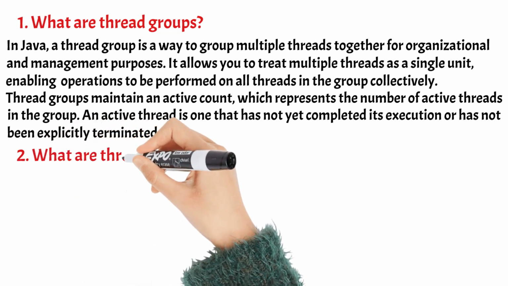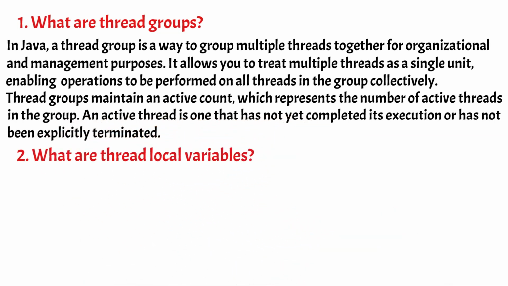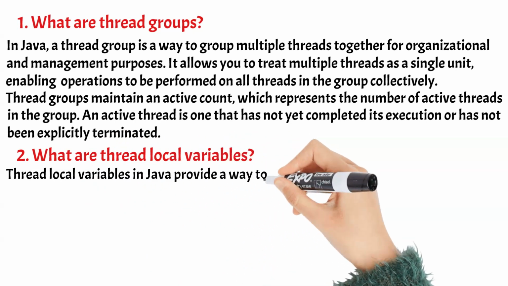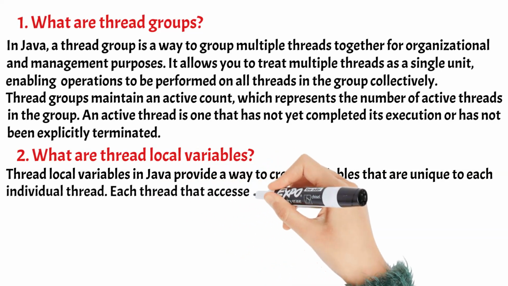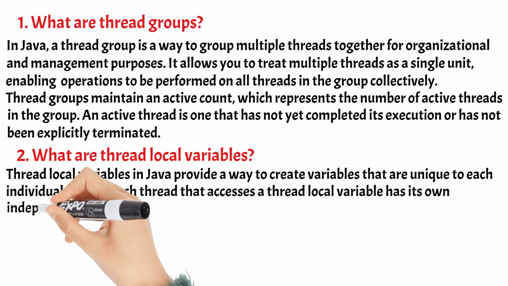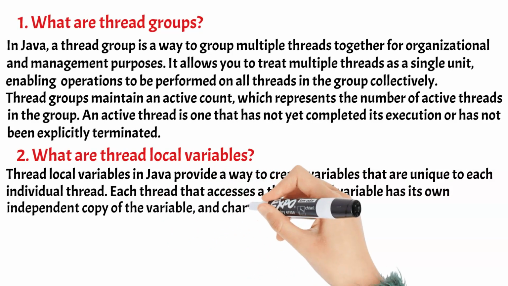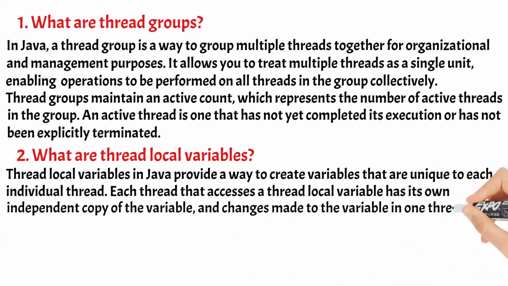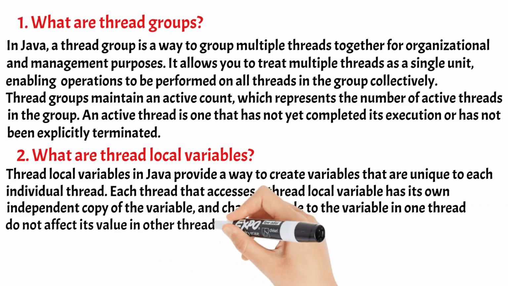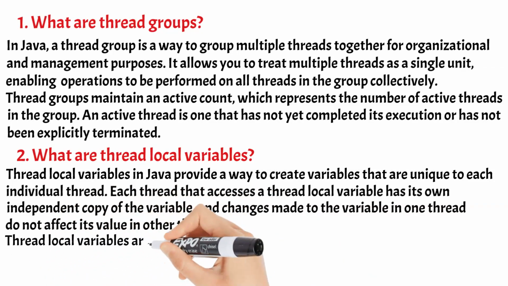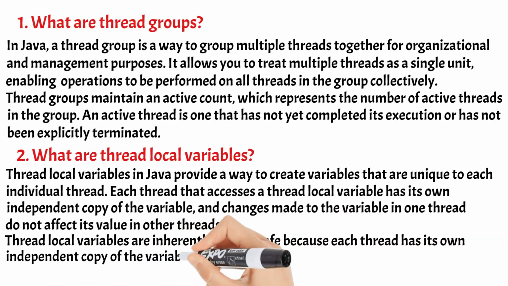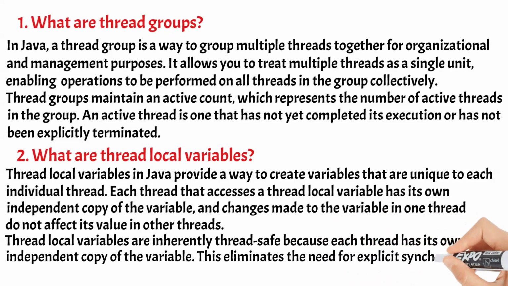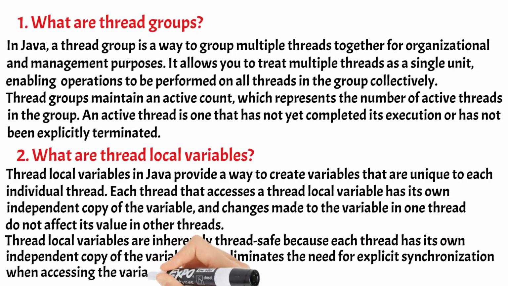2. What are thread local variables? Thread local variables in Java provide a way to create variables that are unique to each individual thread. Each thread that accesses a thread local variable has its own independent copy of the variable, and changes made to the variable in one thread do not affect its value in other threads. Thread local variables are inherently thread-safe because each thread has its own independent copy of the variable. This eliminates the need for explicit synchronization when accessing the variable from multiple threads.